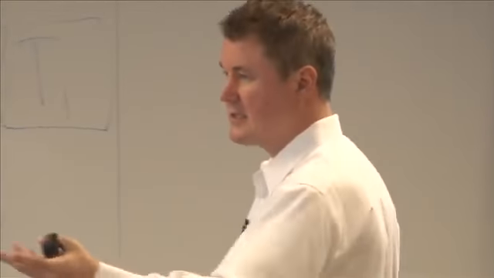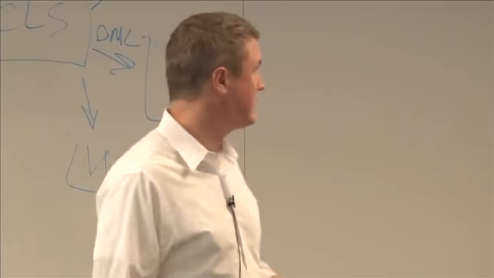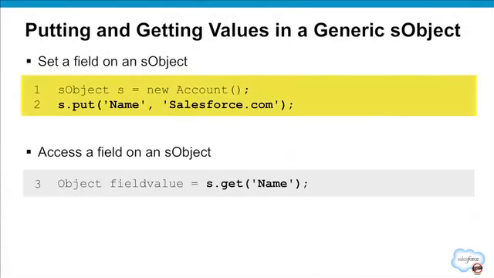You can use the put and the get methods to either set field values or access field values without knowing the underlying data type of the record. So for instance here, I am passed a reference to an account. I then say I want to set the name field equal to salesforce.com. Down here, we can get the value of the name by doing s.get('Name'). What this means is that you can create flexible code where you may not know the data type of the records that you're working with. Okay?